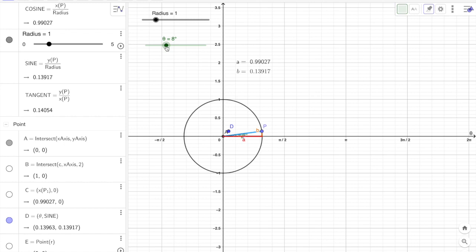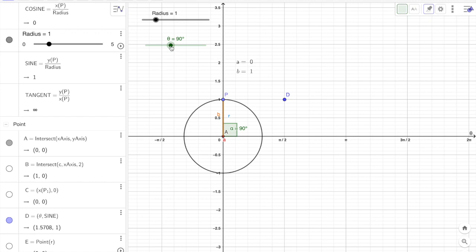As I move this to 0, we can see that we've got an angle of 0, so D is on the origin. The y-coordinate of D is the height that P is above the x-axis. So as I move from theta equals 0 up to theta equals 90, hopefully you'll see the height of D matches the height of P. Very much at the top there, it becomes 1. Okay, and that's at 90 degrees, which is pi over 2.